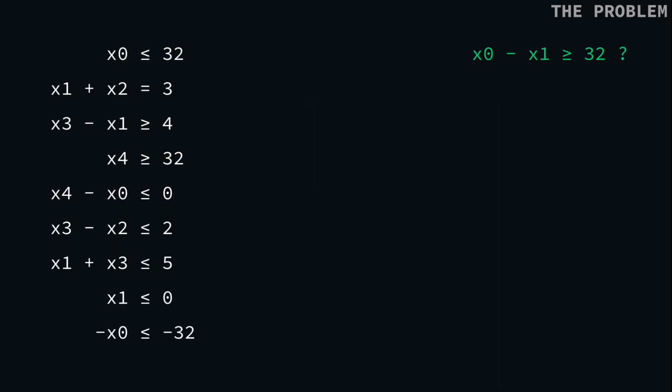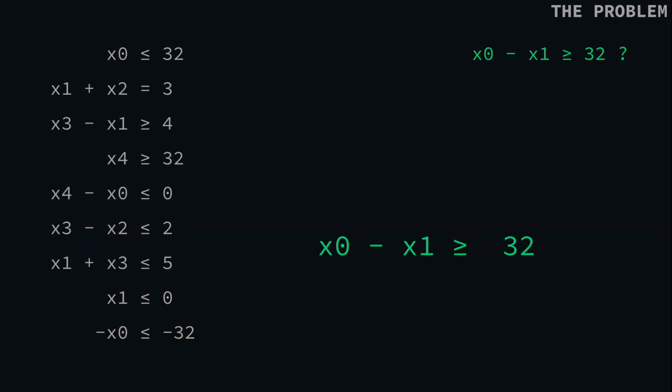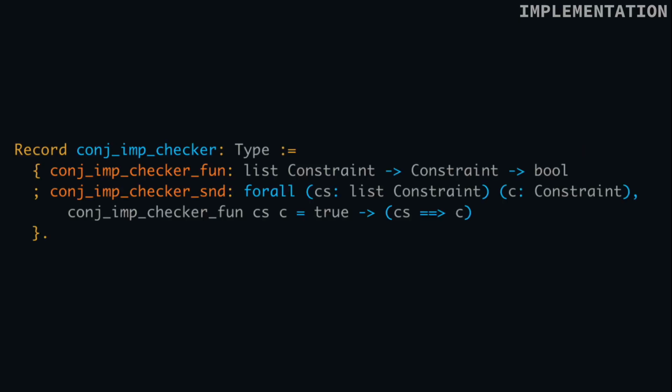While combining these over and over again, at some point we would hope to get a condition that implies the one which we need. The way we implement this is encoded as a type in Coq.